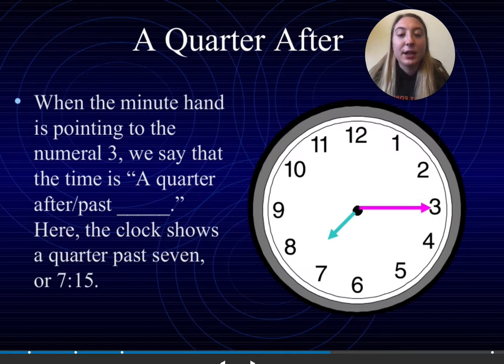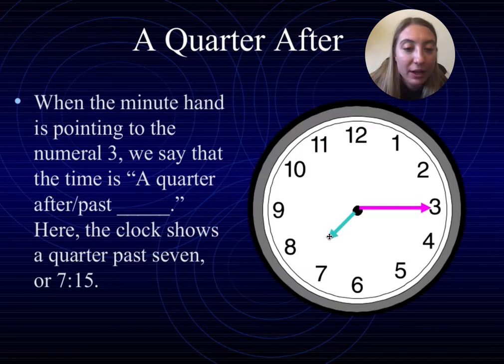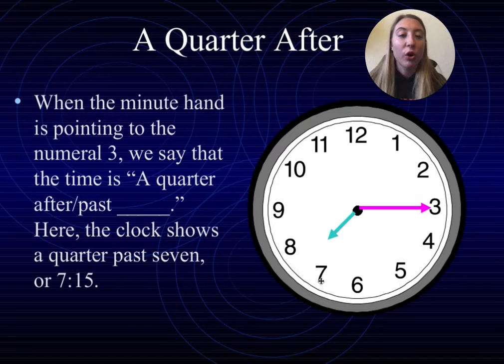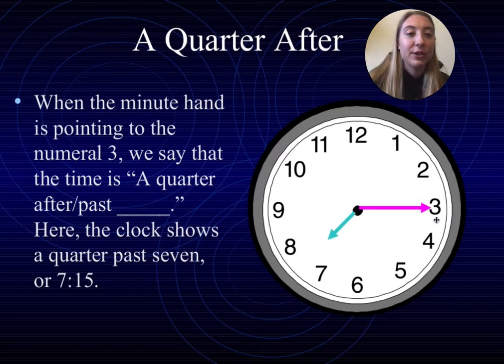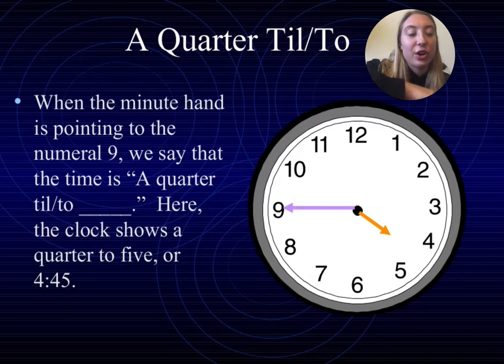So when the minute hand is pointing at the number 3, we would say the time is a quarter after or a quarter past. So here we see that the clock shows our hour is 7. So we would say a quarter past 7 or a quarter after 7. That's going to be important for today. When it's at the 3, we're going to say a quarter past or a quarter after the hour. But now when the minute hand is on the 9, we're saying a quarter till the next hour. A quarter is 15 minutes. We're saying 15 minutes till the start of the new hour.